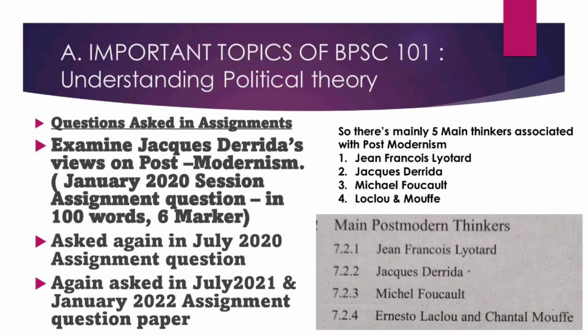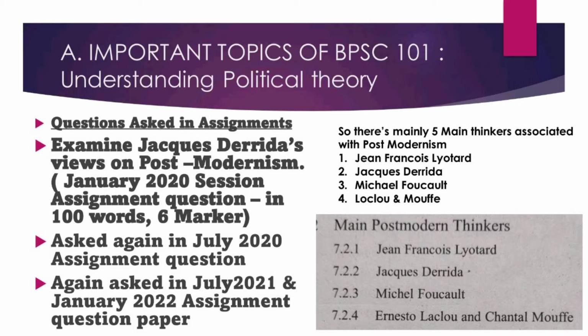Now let's see how many questions from this topic have been asked in the assignment question papers from the January 2020 session to the July 2021 session. Only one question has been asked so far, and that is for 6 marks, to be written in 100 words. The question is: examine Jacques Derrida's view on postmodernism, and it keeps repeating in every session. It was asked in the July 2020 session and again asked in the July 2021 and January 2022 assignment question papers.